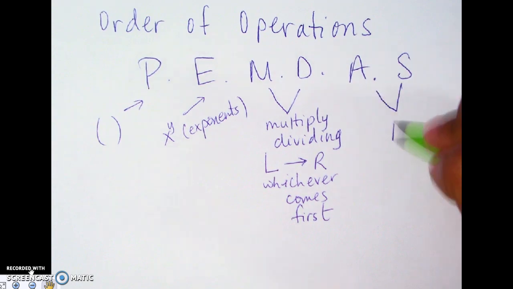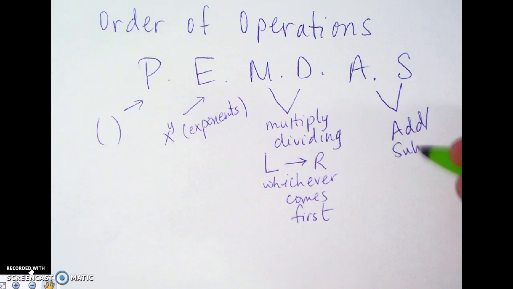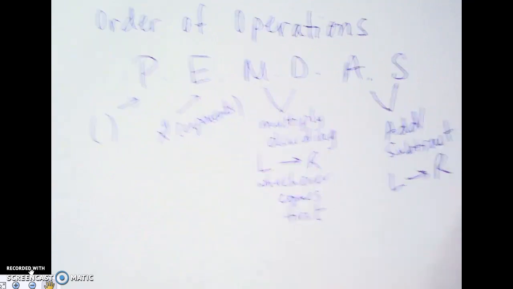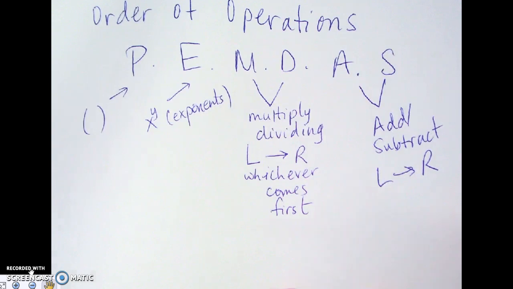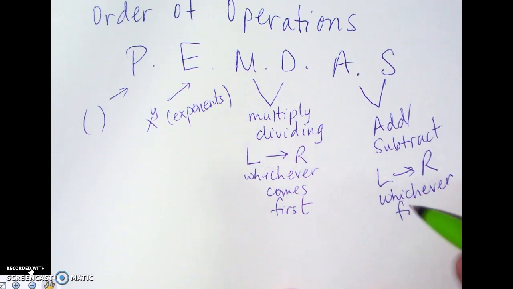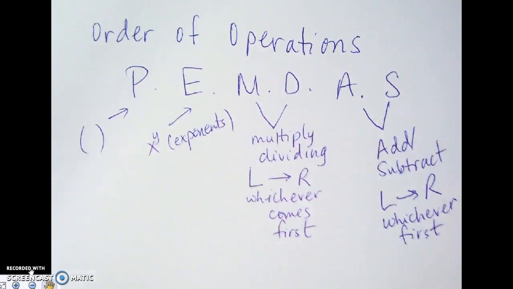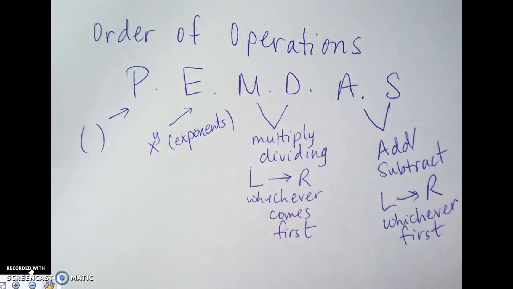Okay, so the A and S stand for addition and subtraction. Again, from left to right, and again, it's the same rule, whichever comes first. So sometimes you may get subtraction before you get addition. Okay, so again, try to write that down, commit it to memory, and then let's do a couple of examples now.